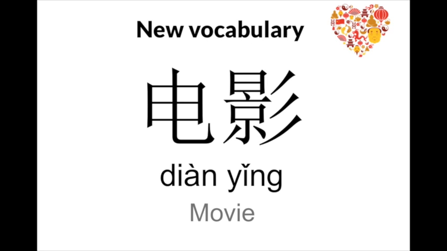电影, fourth tone, third tone, movie. So here we have another combination with the word 电, which meant electricity, right? So this time it's 影, which means shadow. So 电影 literally means electric shadow, which is a rather accurate description of how it looks when a cinema projector projects on the canvas in a cinema. So 电影, movie.